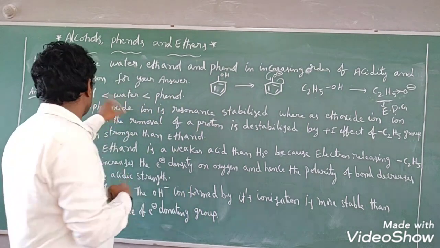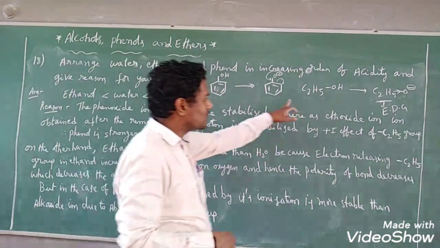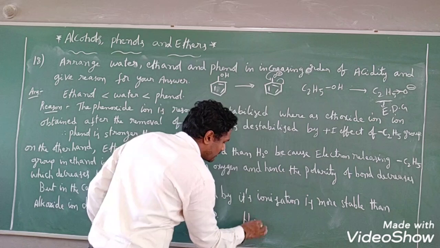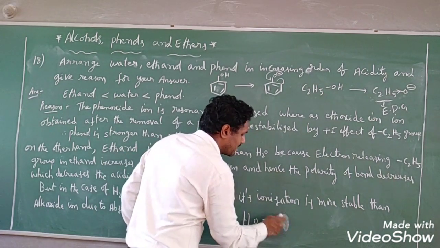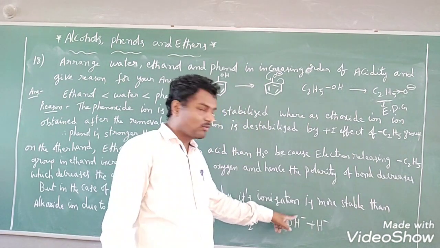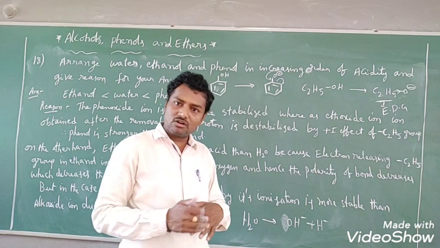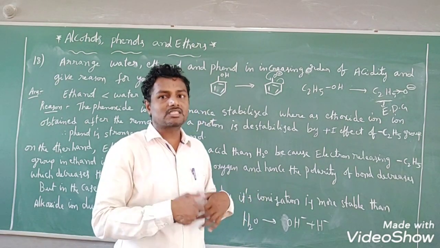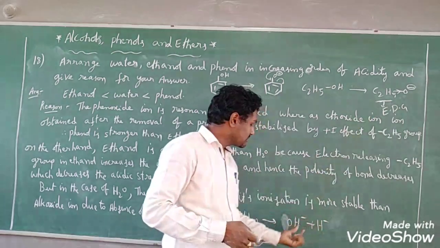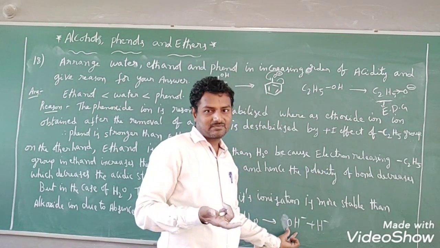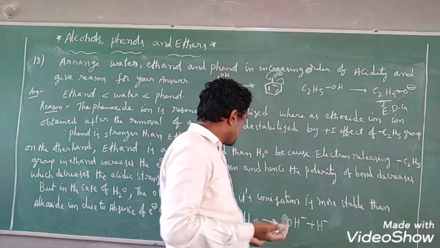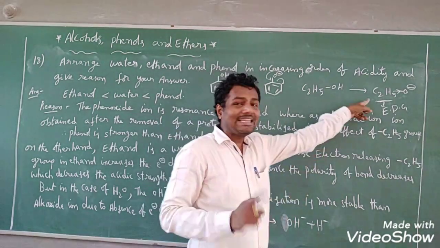Then compare ethanol and water. In ethanol, the ethoxide ion is destabilized. But in the case of water, after removal of H plus ion, what will happen? OH minus ion is formed, right? In this, the O minus is not destabilized by any other group, nor stabilized by any other group. So compared with the ethoxide ion, this OH minus ion is more stable, because the ethoxide ion is destabilized. So because of that reason, water is more acidic than any alkoxide.